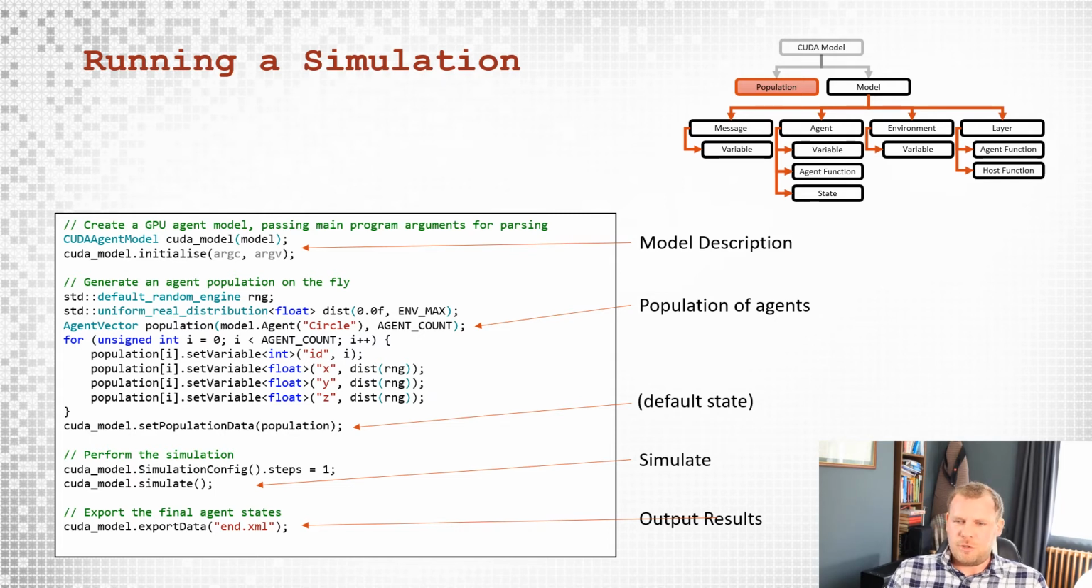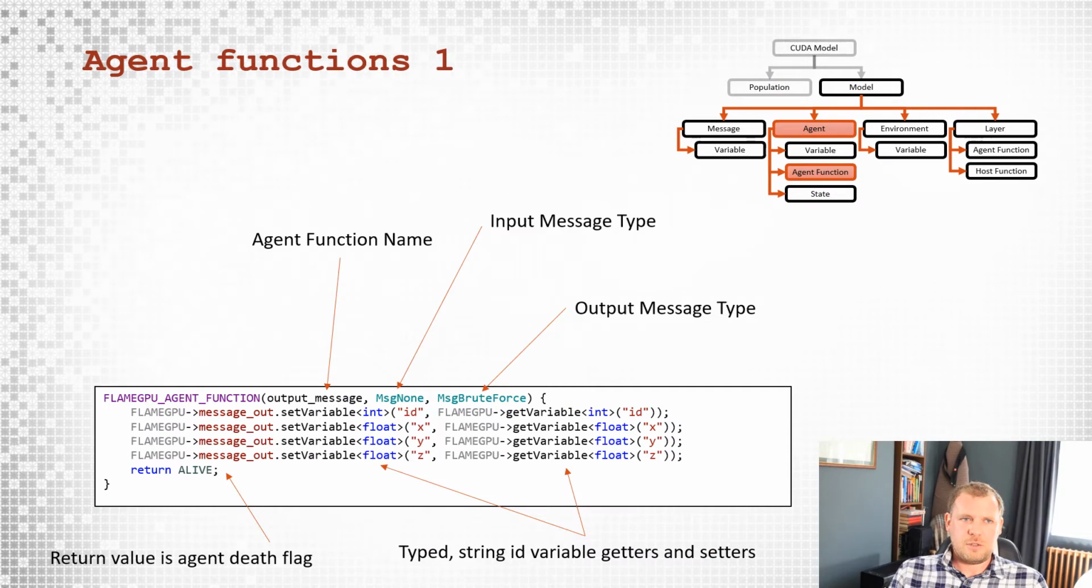The variables that you set are the variables that we described, or that would be available to the agent, in the previous slide. We can then set that population within the CUDA model, set the number of simulation steps that we would like, and perform a simulation. So there are other aspects that you could add in, like step functions and logging functions, but we're not going to go into all of those within these slides.